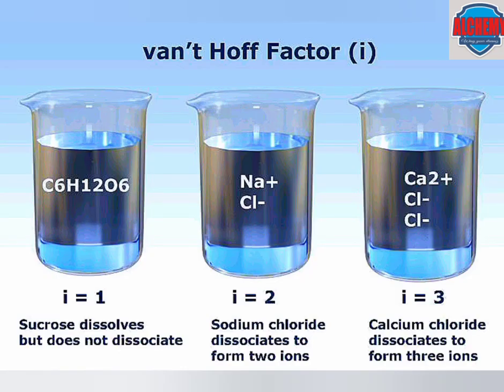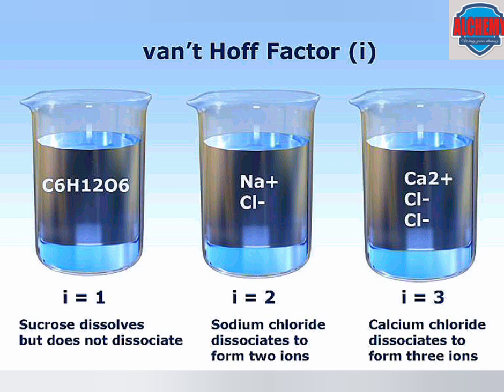Similarly, when sucrose is dissolved in water, it does not dissociate. So, the number of particles before dissociation and after dissociation is equal to 1. So, the Van Hoff factor is also equal to 1. On the other hand, when NaCl is dissolved in water, it will dissociate to form Na plus and Cl minus ions. So the number of moles of particles after dissociation is 2 and before dissociation is 1. So the Van Hoff factor will be 2 by 1, that is equal to 2.